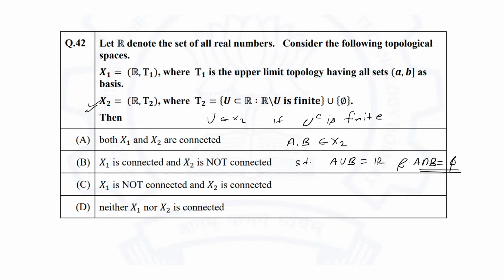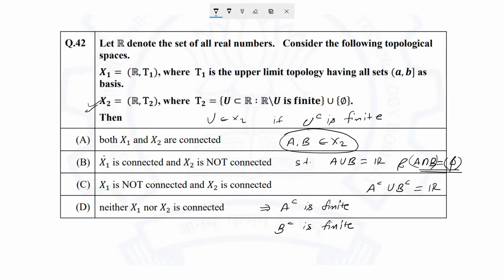Now see this, take the complement on both sides. So what we got: A complement union B complement is equal to R, since the complement of phi is R. Now we assumed that A and B are elements of X2. This implies that A and B are open elements of X2, which implies that A complement is finite. Similarly, B is also an element of X2, which implies B complement is finite. So what we got, this is finite, this is finite. The union of finite things is finite, but what is here? R, which is infinite.